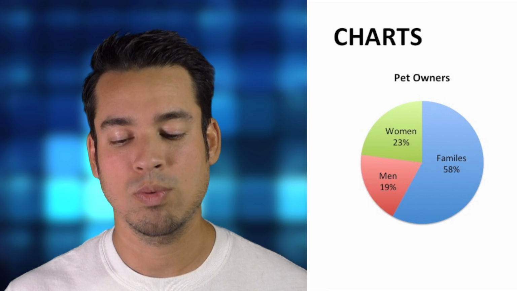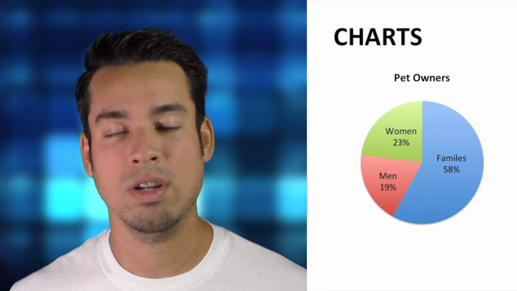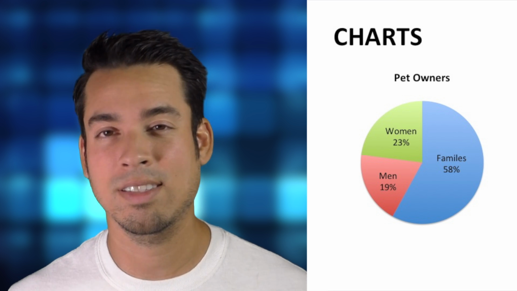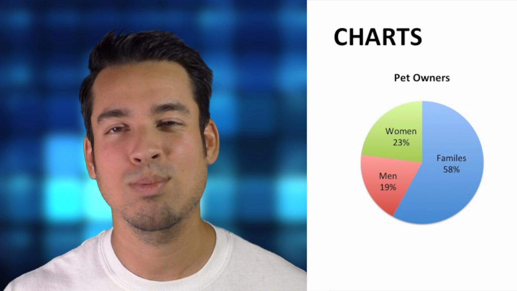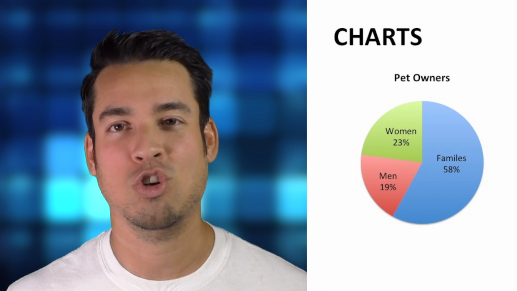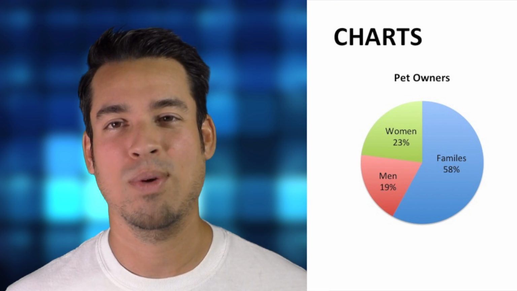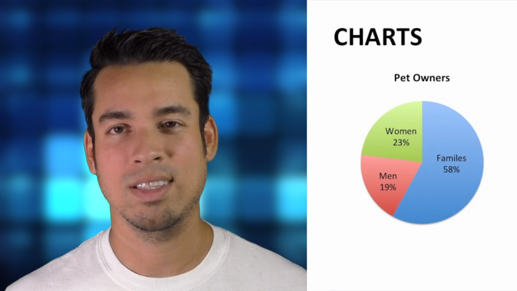The idea is to really look at it, and I can look at this without even looking at the numbers and tell you that the majority of pet owners is families. It's not single women, it's not single men, it's families. And that's what you want to try and show people when you're giving them a pie chart. They should be able to look at it right away and make these big judgments about what's going on with this data.